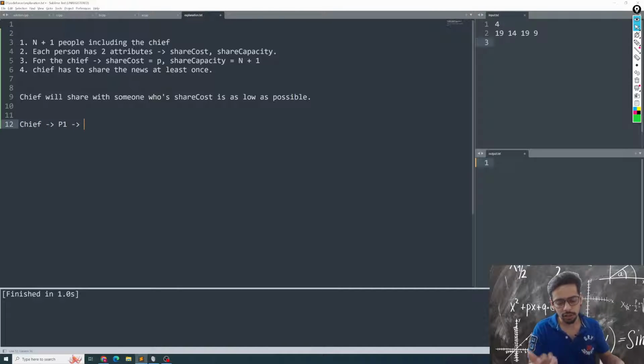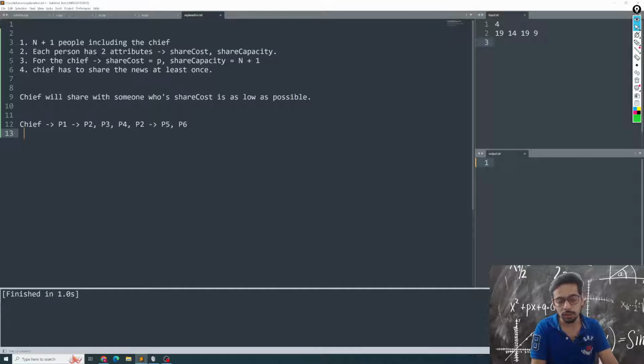P1 will further share the news with P2, and if capacity allows, they'll also share with P3, P4, whoever. This is assuming that the share cost of P1 is lower than P2's, lower than P3's, lower than P4's. They'll keep sharing it further. Let's say P1 could only share it to P2, P3 and P4. Next, P2 will share this information with P5 because P2 has a lower share cost than P3 and P4. So maybe P2 will share with P5 and P6. And it might be possible that now P2 cannot share further and we reach P3.